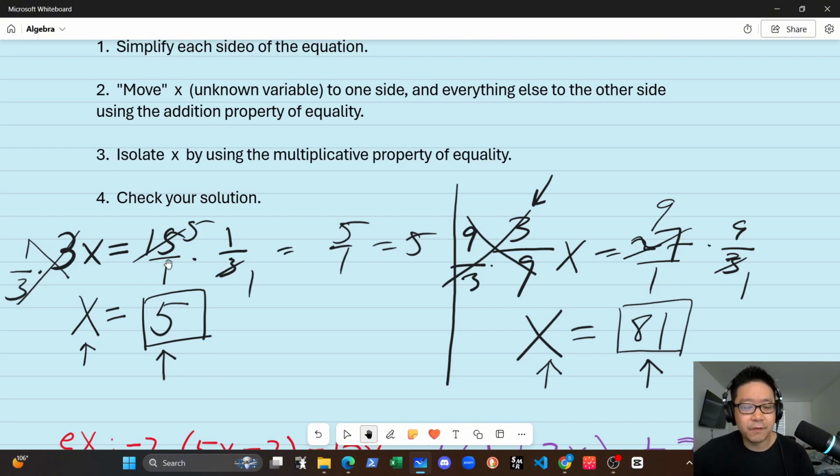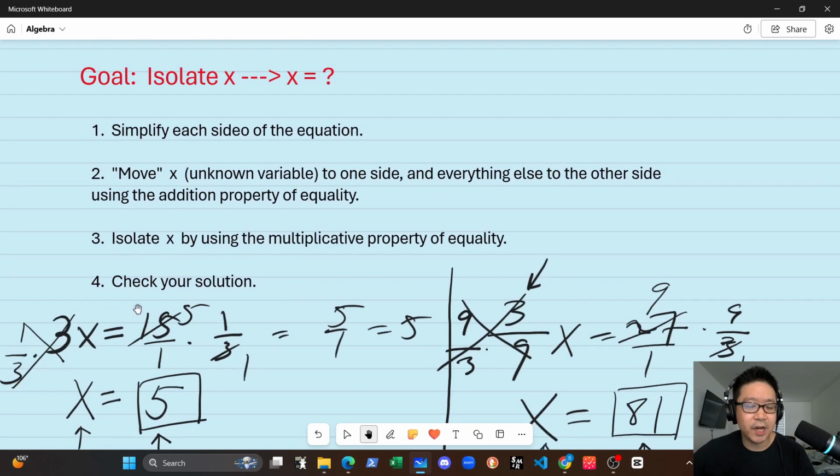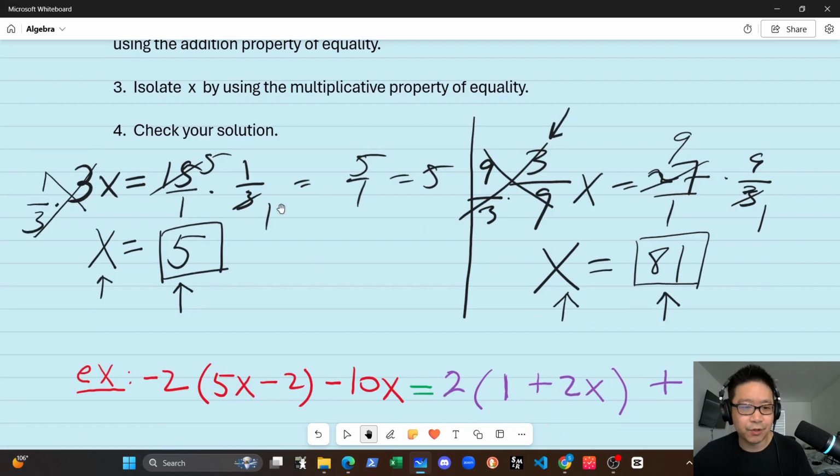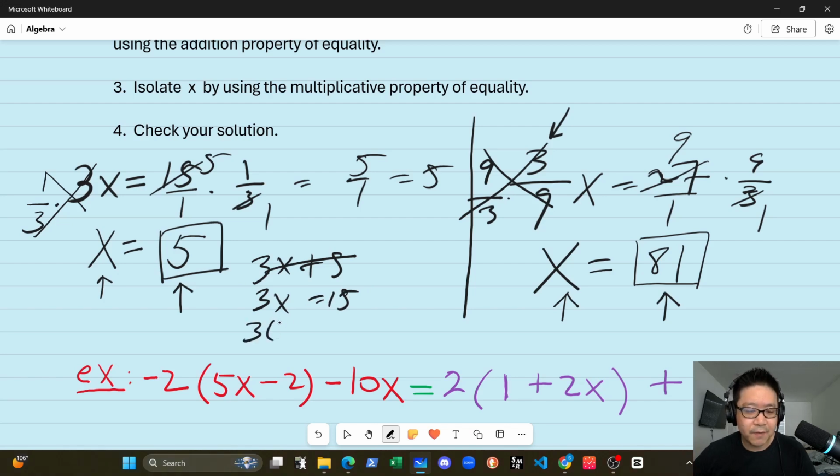And the final part of this 4-step process is to check your solution. We check our solutions by plugging in our answer into the original equation. So with this example, we had 3x equals 15. Our answer was 5. Well, when we plug 5 into x, we get 15, which is exactly what our original equation was. And I'm going to leave this example to be checked by you if you get the chance.